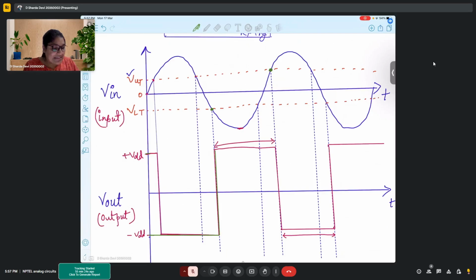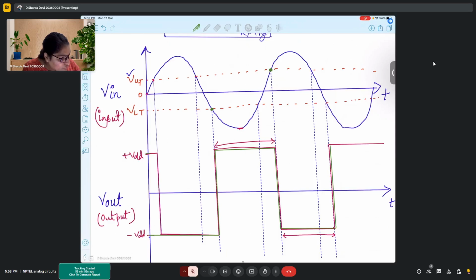Since this is my new reference VUT, until I reach VUT, my output is constant. It continues to be at VDD. Again, as it reaches VUT, beyond VUT, my output will become minus VDD. So it will come down, and then it will again continue, and the same curve follows.